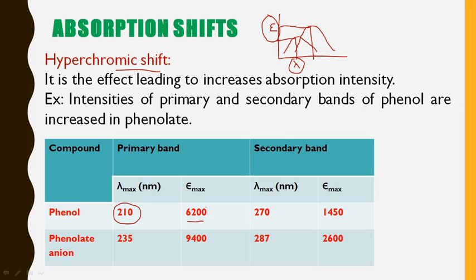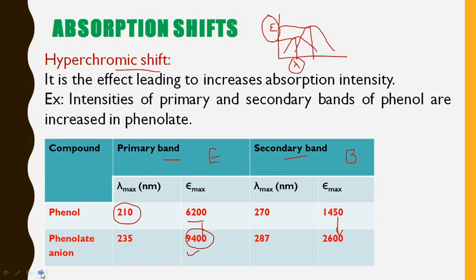Phenol exhibits the epsilon max at 6200 and phenolate ion exhibits the epsilon at 9400, an increase in the absorption intensity. And here also you find an increase in the absorption intensity. This is the primary band and this is the secondary band. The primary band is just the ethylenic band and the secondary band is the benzenoid band. Like this we can give the explanation for hyperchromic shift.